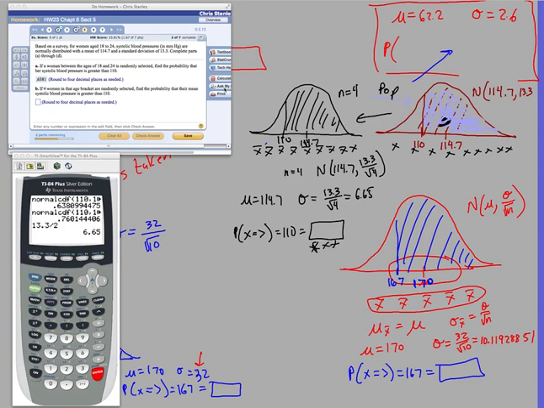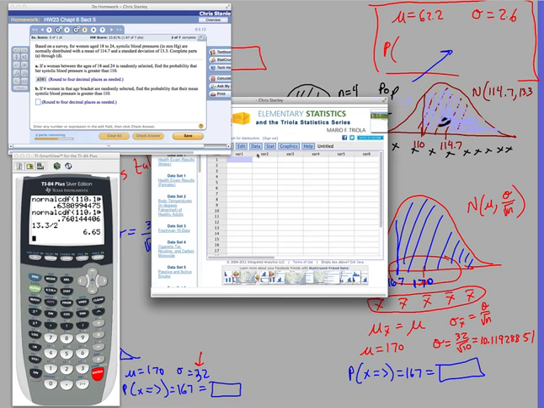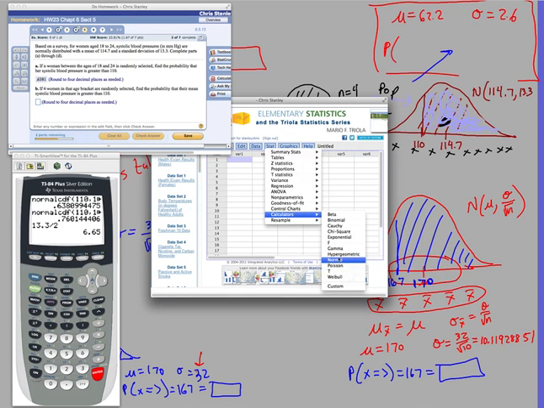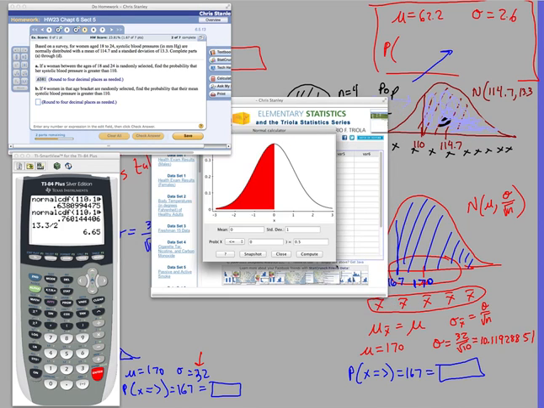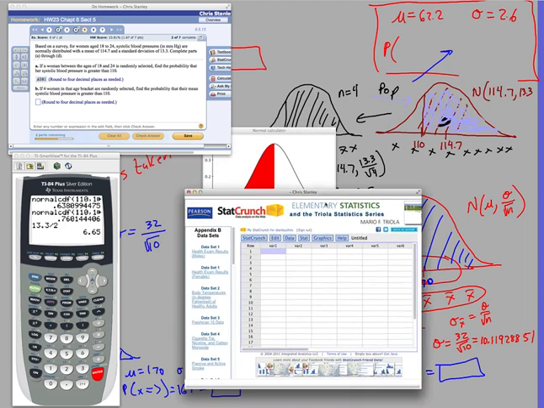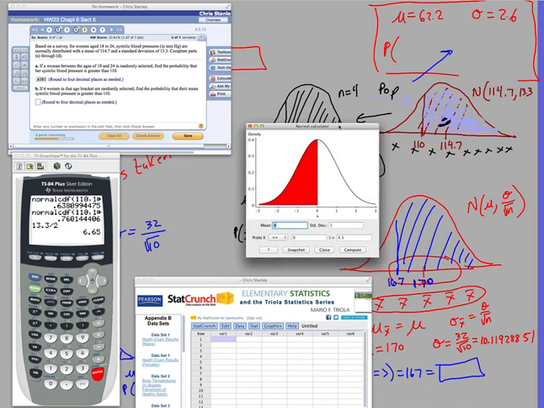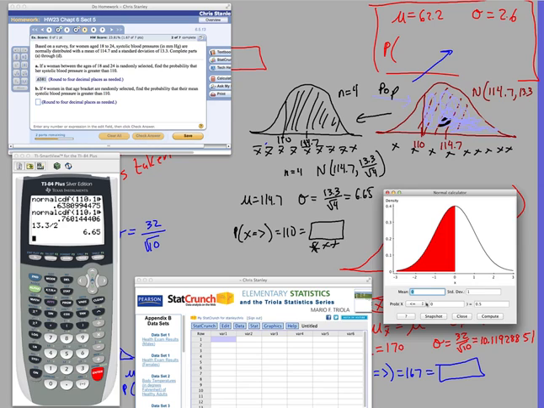I'm going to show that in case you're wanting to do any of this stuff on the calculator. Stat, calculators, normal distribution. Let's pull this out of the way. I know it's a little messy. My mean is 114.7. My standard deviation is 6.65, and I'll remind you again, it's the original divided by the square root of 4, which is 13.3 divided by 2.